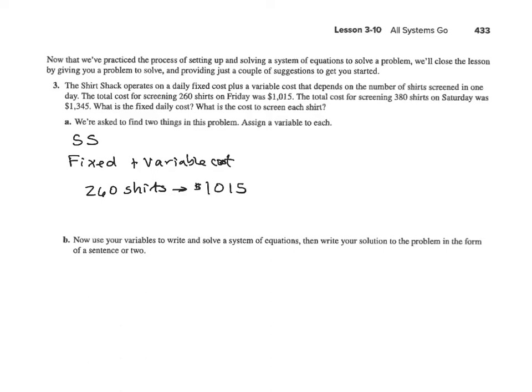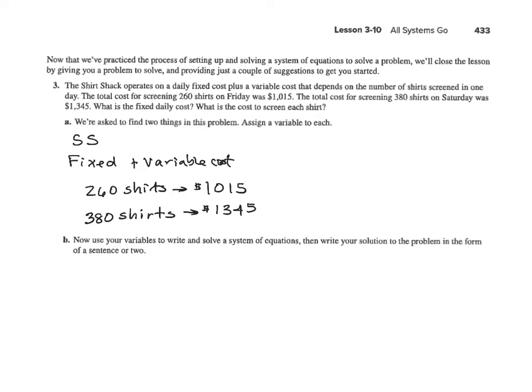And they're saying the total cost for screening 380 shirts on Saturday was $1,345. What is the fixed daily cost and what is the cost to screen each shirt? That would be the variable cost, wouldn't it?